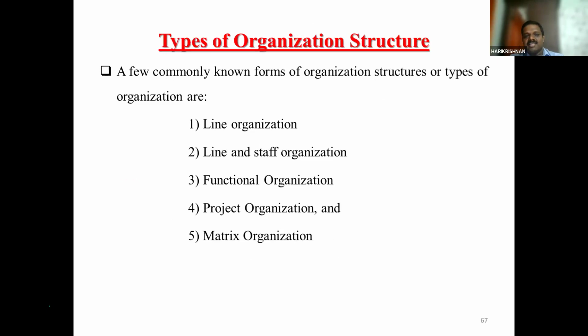According to this, our organization is classified into line organization, that is the first one. Second is line and staff organization, then functional organization, project organization, and matrix organization. So these are the 5 types of organization. We will start with line organization.